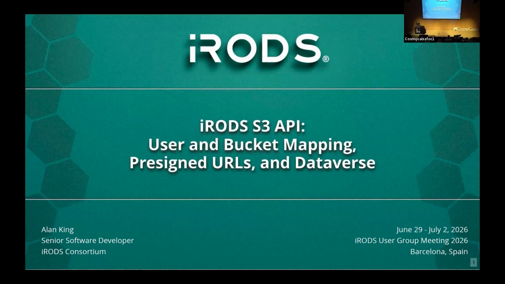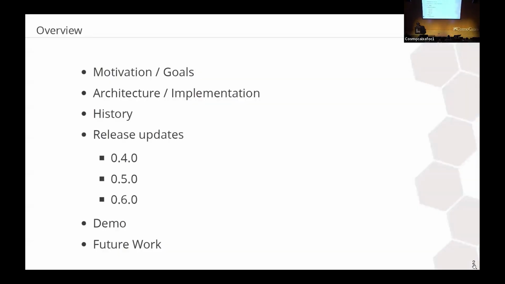So that's what I'm going to talk about. Let's get started. For this talk, we're going to go over basically what is the S3 API, the motivations and goals behind it, how it's been architected and implemented, a brief history of the project, and then the meat of the talk will be these 3 releases that have happened over the last year since the last UGM.